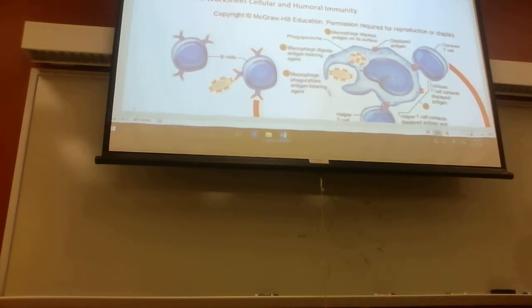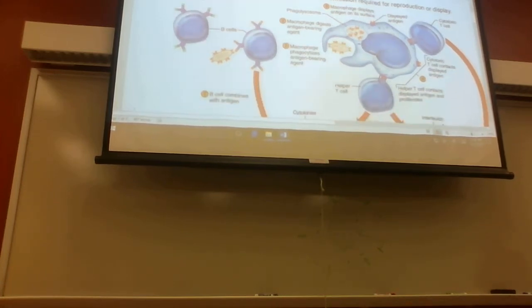Anyway, so step number 1, a macrophage will engulf the pathogen. First step, right? A macrophage will then display the antigen on its surface, thus becoming an antigen-presenting cell. At the same time, you got your B cells over here. So number 2, is that true and false at the same time right there?